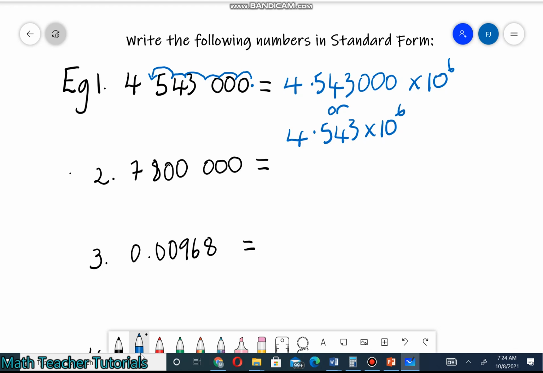In our second example, we have 7,800,000 to be written in standard form. Again, we must identify the position of the decimal point, which in this case is to the right of the last digit, which is 0. And we will count the number of places that the decimal point needs to be moved. So we'll count 1, 2, 3, 4, 5, 6.